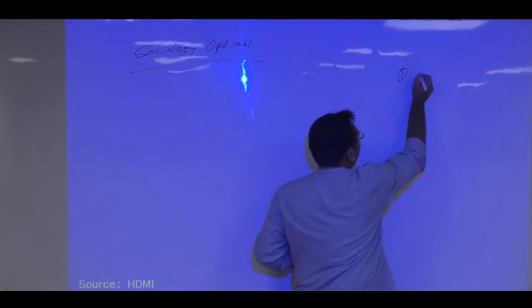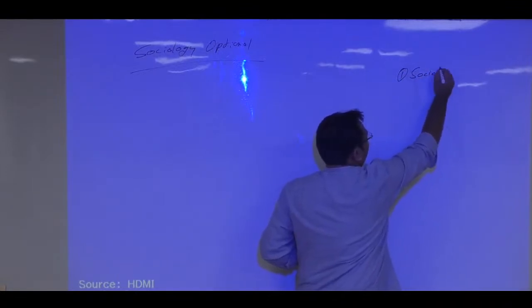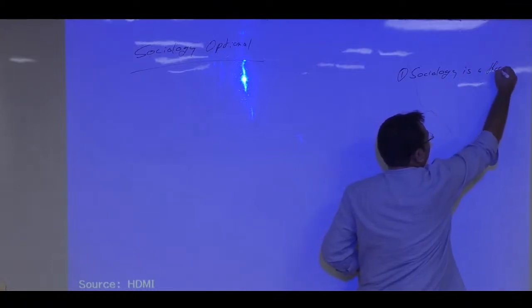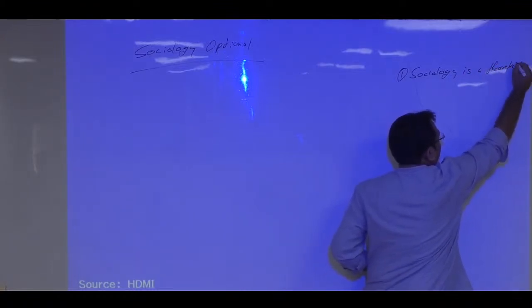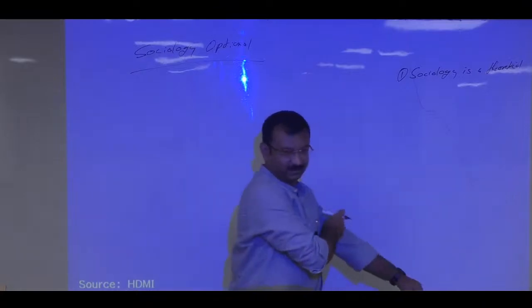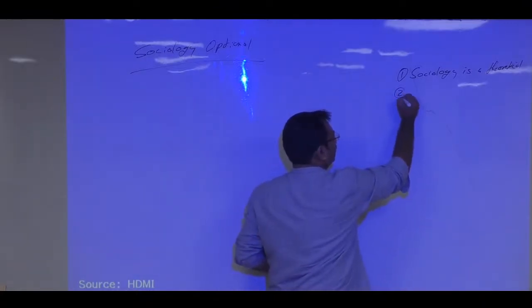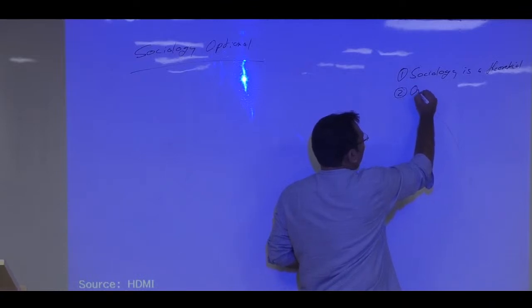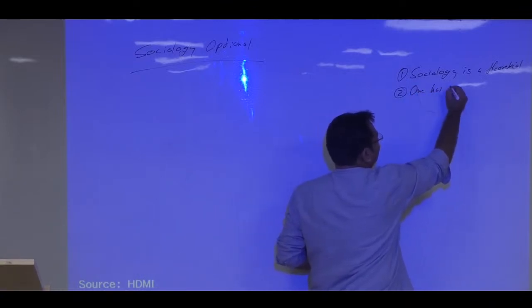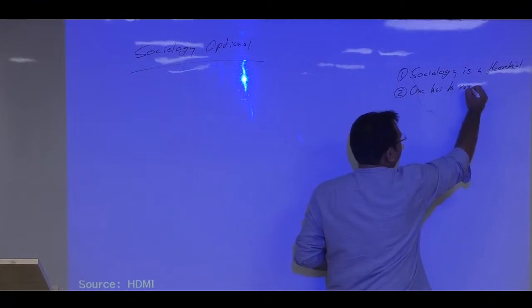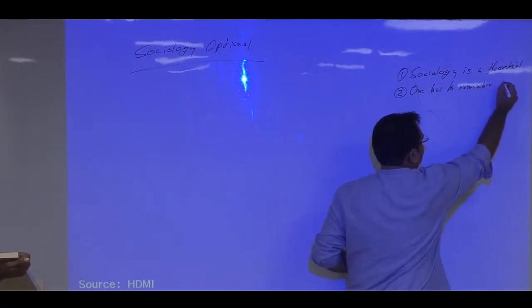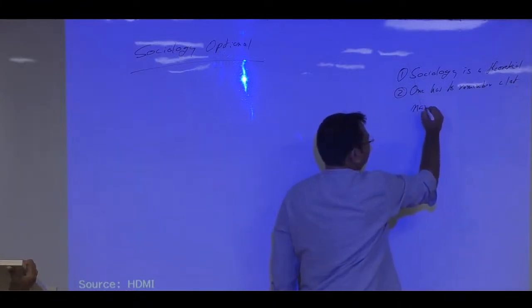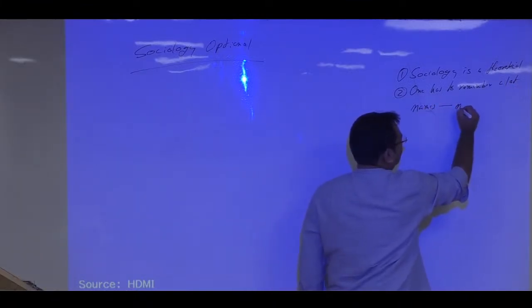Number one, sociology is a theoretical subject, very dry, academic. Number two, one has to remember a lot of names, names of thinkers.